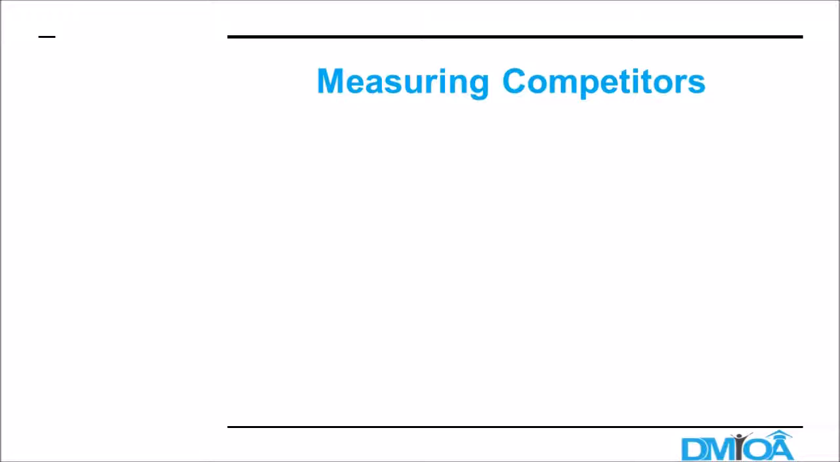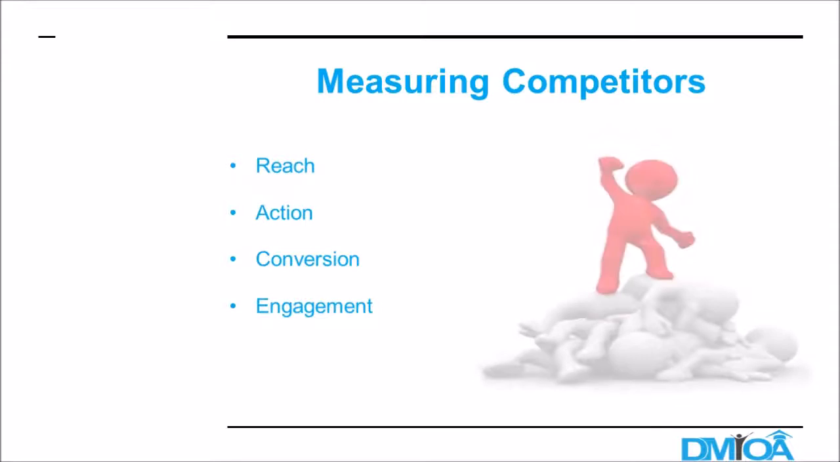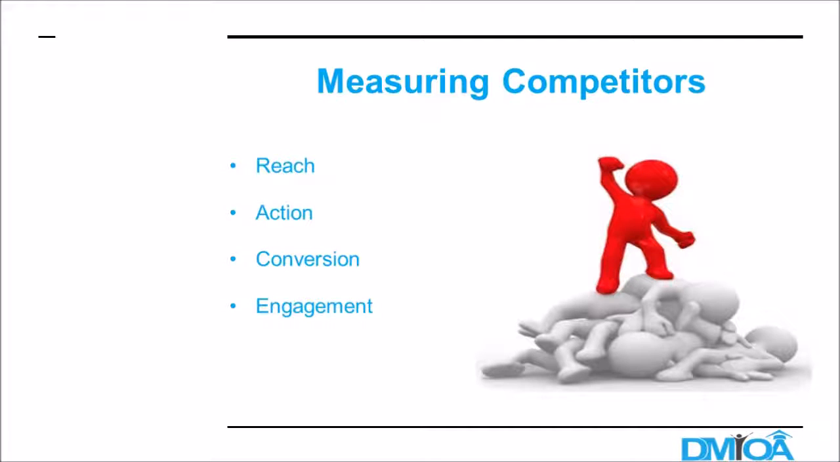What data should you collect about your competitors? That's a big question. We suggest the parameters of digital marketing. They are reach, action, conversion elements, and engagement with the brand. Let's now examine each of these in detail.